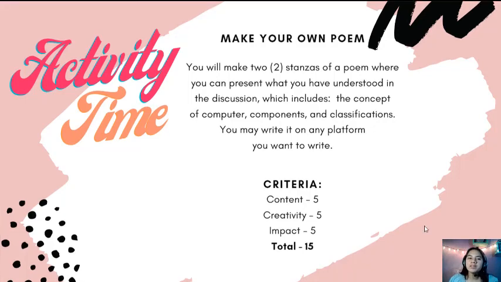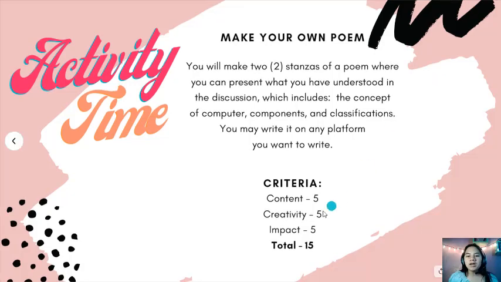Now you may ask, Ma'am, can I use my own writing? Yes, you can have your own penmanship. You can scribble on your output so that you can add creativity, and you might use any other element that you want as long as it is related to your poem. Your criteria will be creative content, 5 points, creativity, 5 points, and the impact of your poem, 5 points, a total of 15 points.